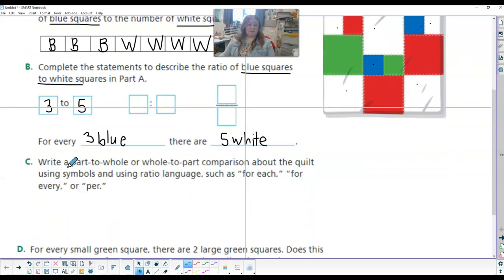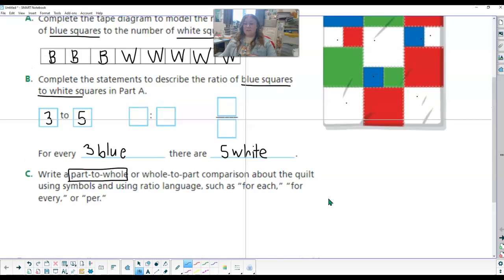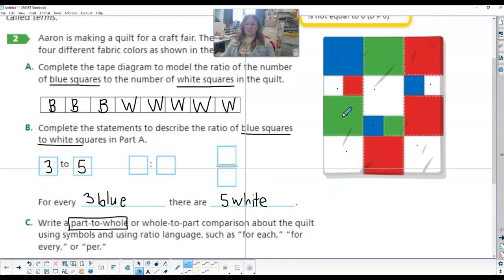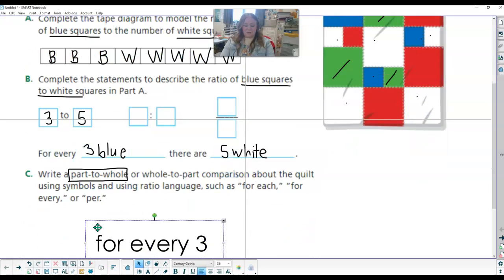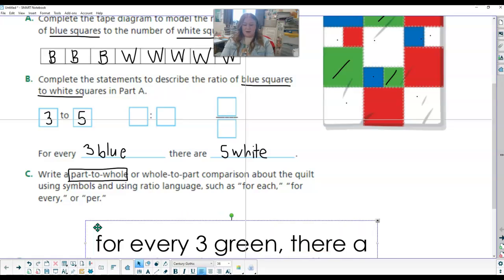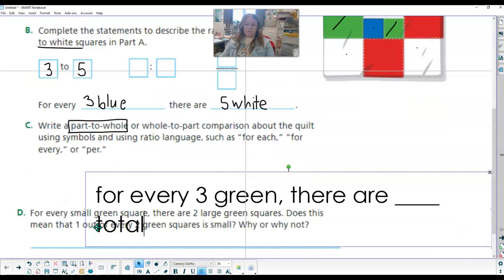So now it wants us to write a part to whole comparison. So we have to pick a part of the quilt and compare it to the entire quilt. We're going to use some ratio language. So you're going to pick a color. I'm going to go with green. So 1, 2, 3. So for every 3 green, there are blank total.